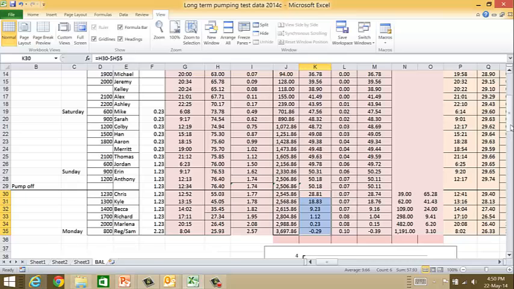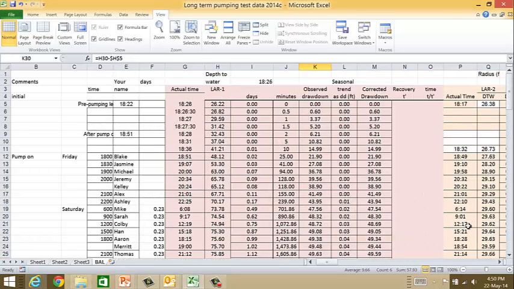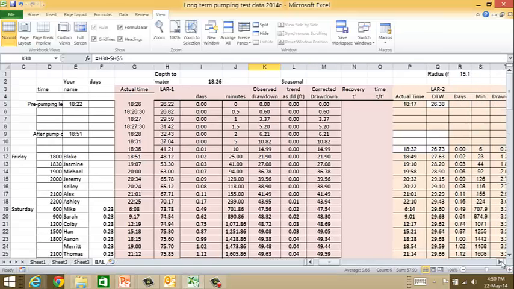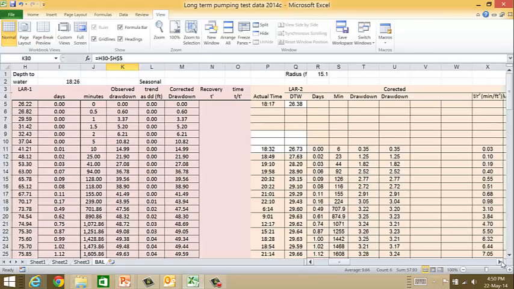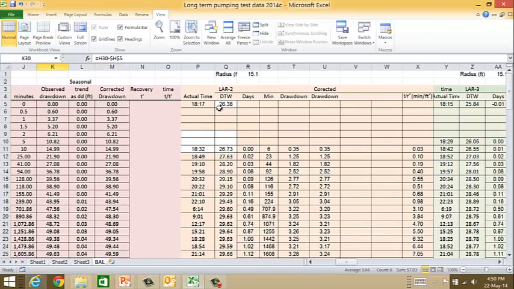So this is really just your data, the stuff that you measured in the field, and I've just fiddled around with it a little bit in Excel to make it easier to plot and analyze. And so we did the same thing for the monitoring wells. Here's LAR2, and we've got actual time and depth of water. We did the conversion to days, then to minutes, then we calculated drawdown, and then here's the corrected drawdown, and then in these columns down at the bottom is the recovery.